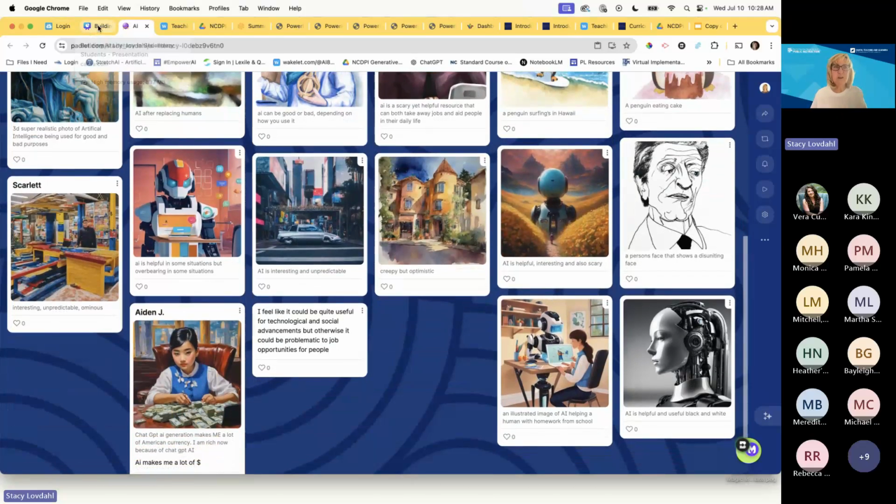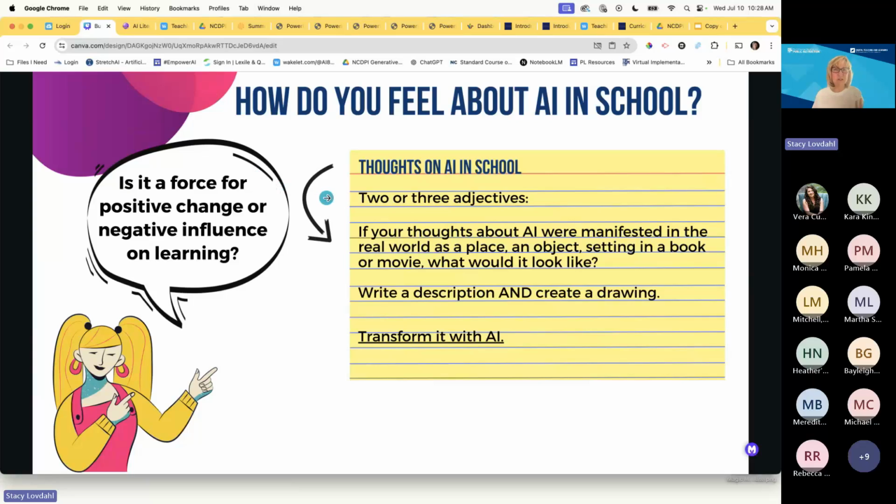So before I move on to the next thing, I just wonder if you guys have any thoughts about that, or how you feel about that as an opening activity with a class to start the conversation about AI and AI literacy.